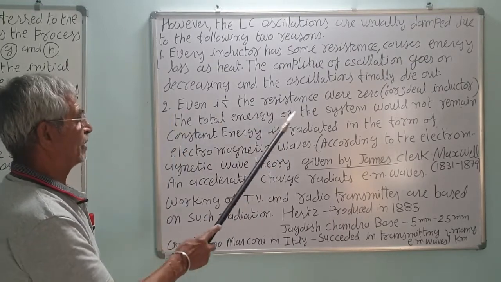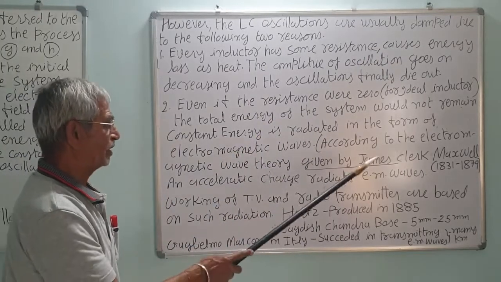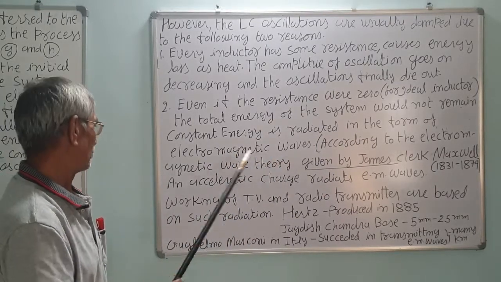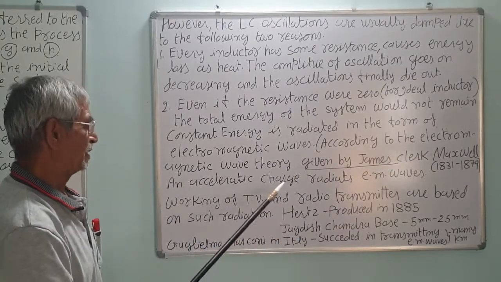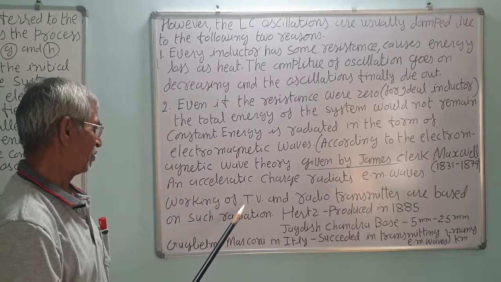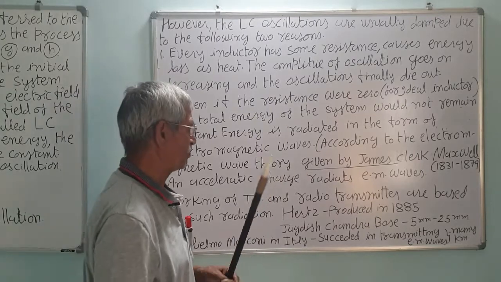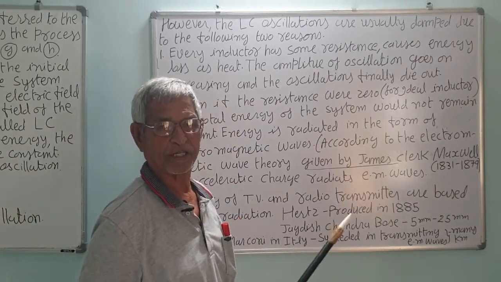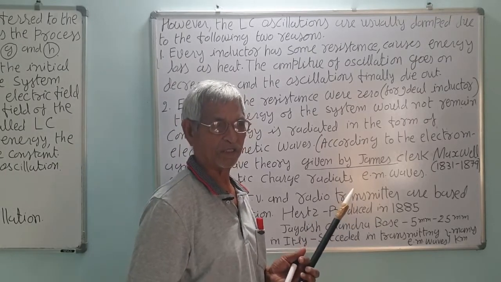Thus, even if the resistance were 0, the total energy of the system would not remain constant, because an accelerating charged particle radiates energy in the form of electromagnetic waves, according to Maxwell's electromagnetic wave theory. An accelerating charge radiates electromagnetic waves, and that is the working principle of TV and radio transmitters. The waves from the radio stations are transmitted in the form of electromagnetic waves by this oscillator circuit, in which charges oscillate between L and C. The capacitor and the inductor are used in this circuit. The circuit is called the oscillator.